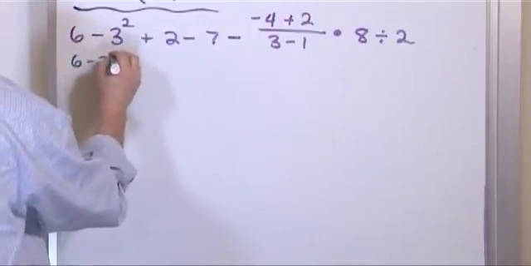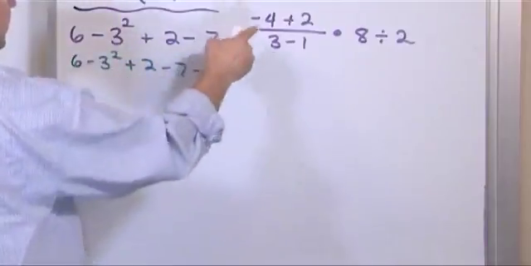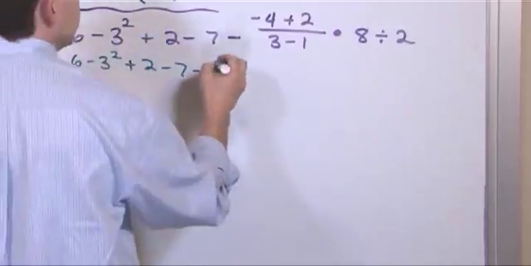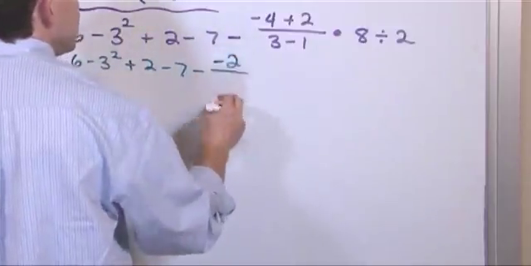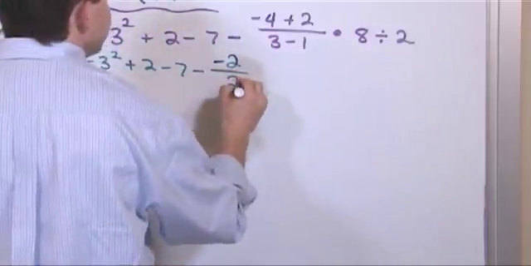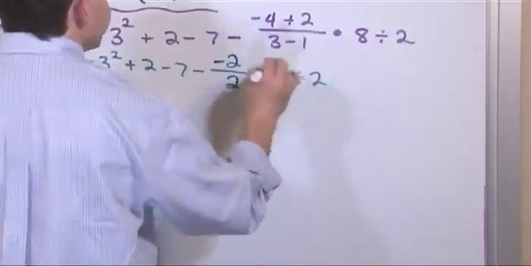6 minus 3 squared plus 2 minus 7 minus. Now in the top we have negative 4 plus 2 is going to give you negative 2. Negative 2 in the top. And in the bottom, I'll just work on it now. 3 minus 1 is 2. We still have to multiply by 8 and divide by 2.